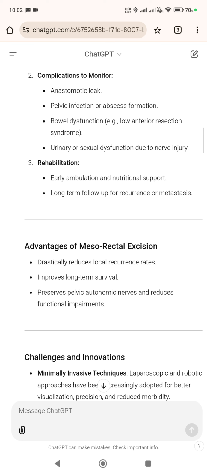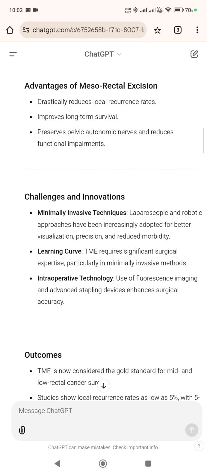Advantages of mesorectal excision: drastically reduces local recurrence rates, improves long-term survival, preserves pelvic autonomic nerves and reduces functional impairments. Challenges and innovations: minimally invasive techniques. Laparoscopic and robotic approaches have been increasingly adopted for better visualization, precision, and reduced morbidity. Learning curve: TME requires significant surgical expertise, particularly in minimally invasive methods. Intraoperative technology: use of fluorescence imaging and advanced stapling devices enhances surgical accuracy.